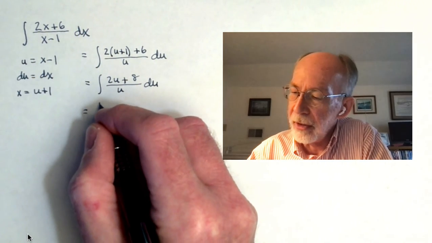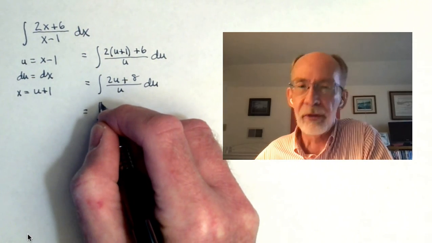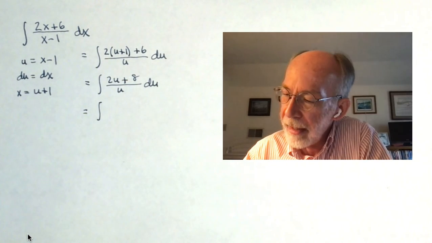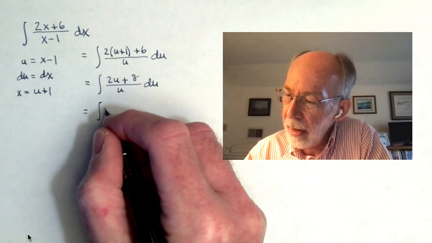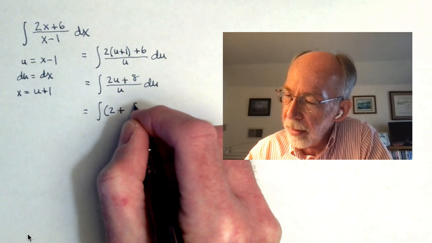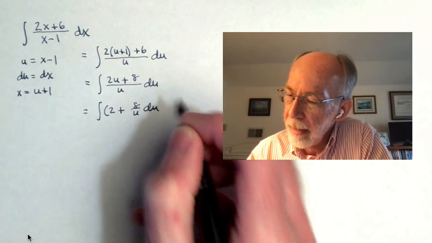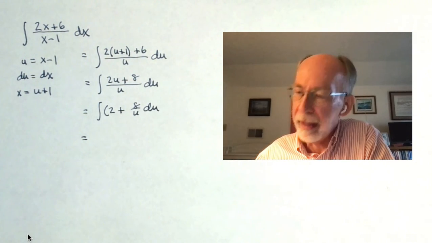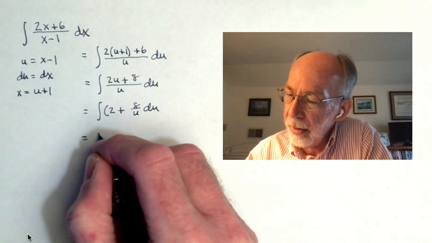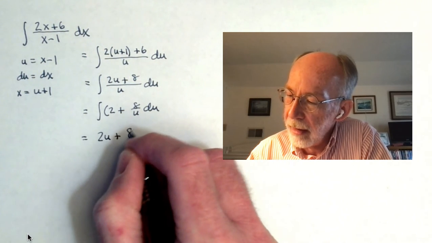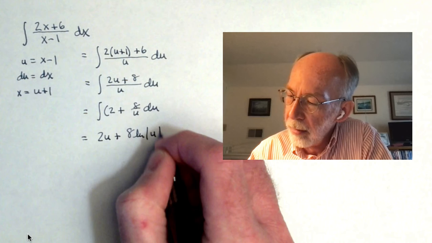If I split this now into two terms, which has become legal with the single term below, I have 2u over u, which is 2, plus 8 over u du. That is pretty easy to integrate. That is 2u plus 8 ln absolute value of u plus a constant.